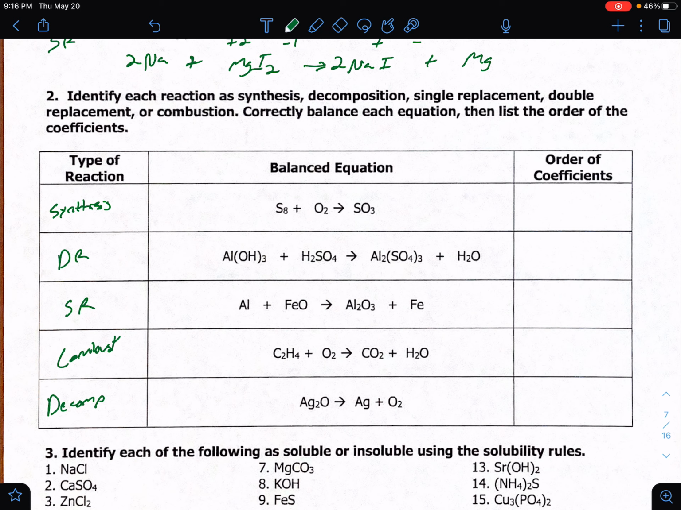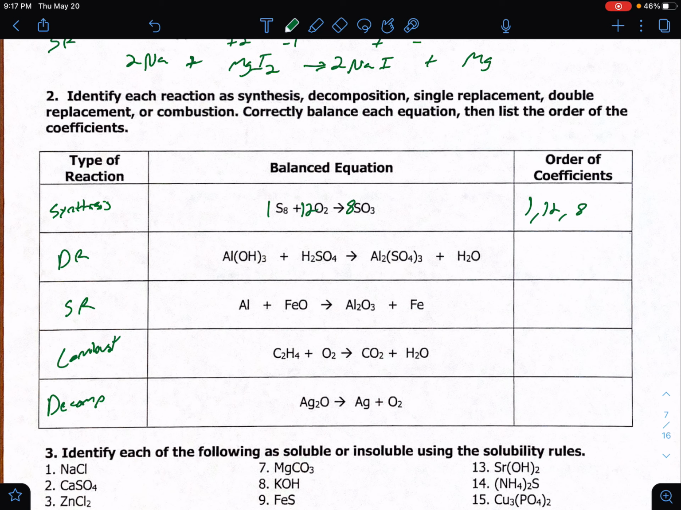Okay, so I have 8 sulfurs on the left, only 1 on the right. So I'm going to put an 8 in front of this SO3. That fixes my sulfurs. And now I have 24 oxygens on the right and only 2 on the left. So I'm going to multiply this by 12. Okay, so this is going to be a 12, 8.